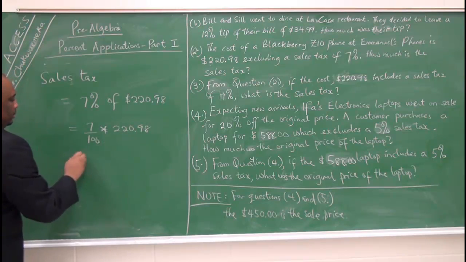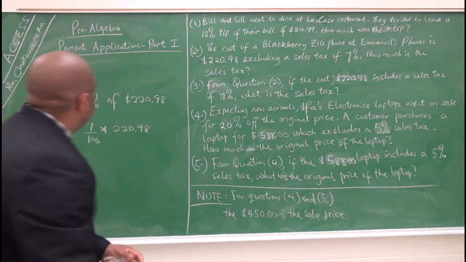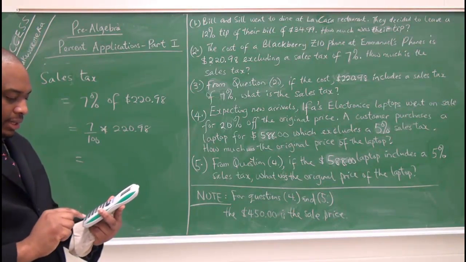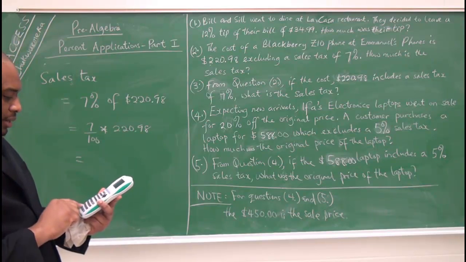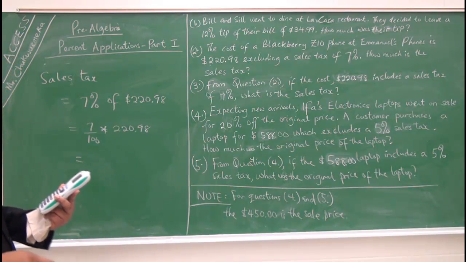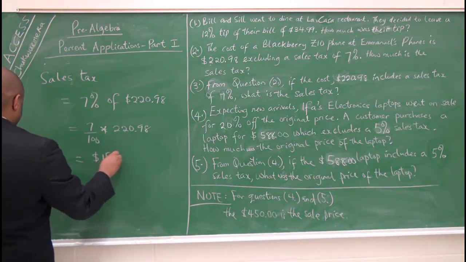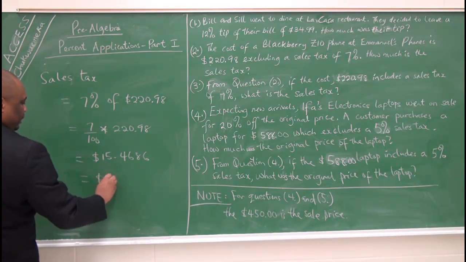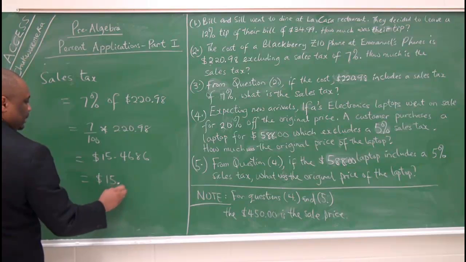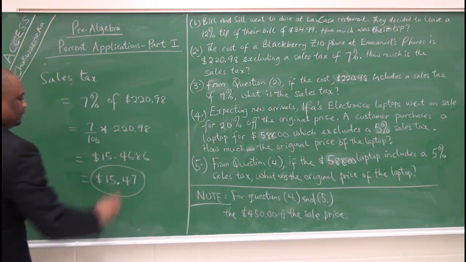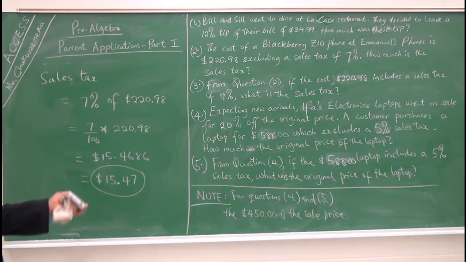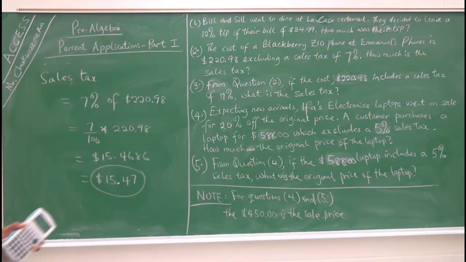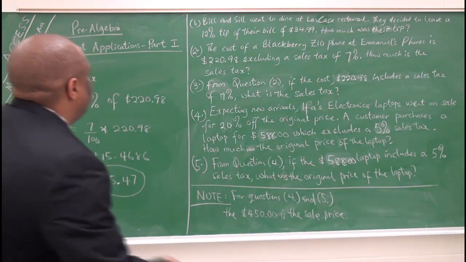220.98. So when we do that, what does it give us? 7 times 220.98 divided by 100. So it gives us 15.4686. And that will be, if we round it up to 2 decimal places, 15.47. $15.47 is the sales tax. Okay? Let's go ahead and do question 3.